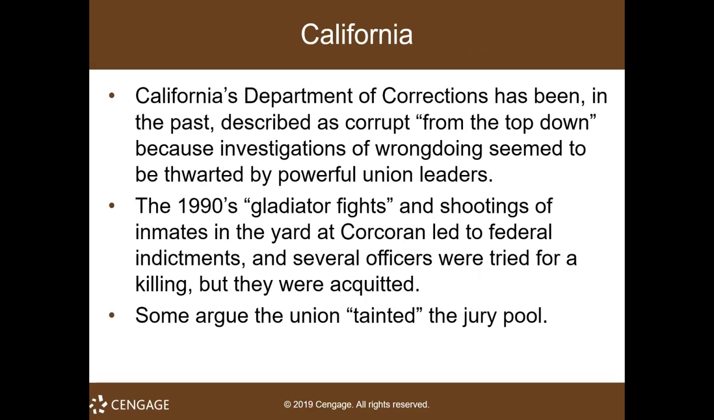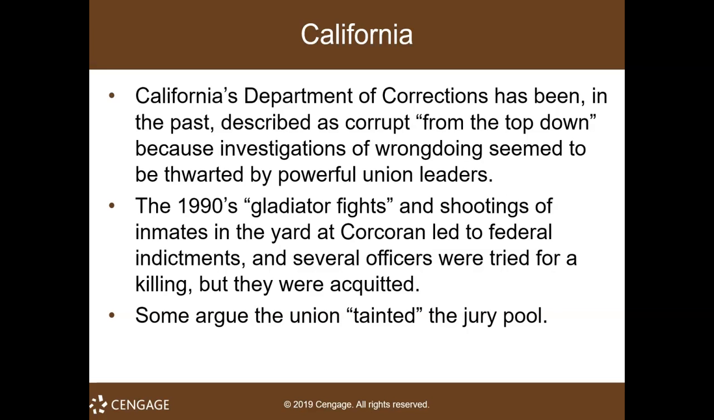So let's start with California. California's Department of Corrections has been in the past described as corrupt from the top down because investigations of wrongdoing seem to be thwarted by powerful union leaders. And the unions in the correction field, that is true, they are very powerful. The prison union in California is one of the strongest unions of any labor group in the state. Just a little bit of extra information.